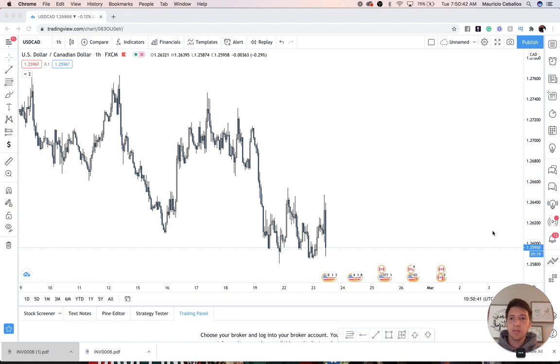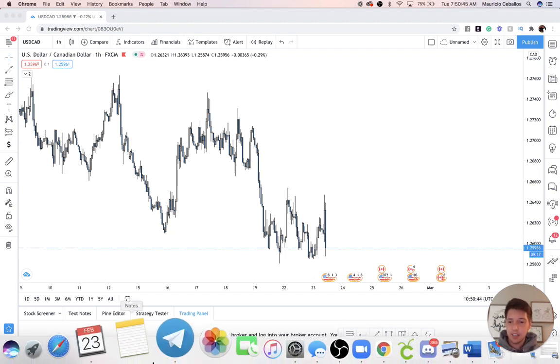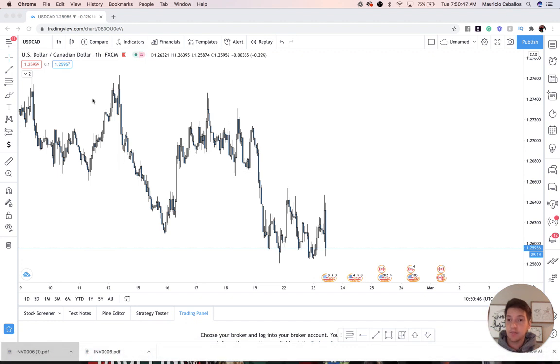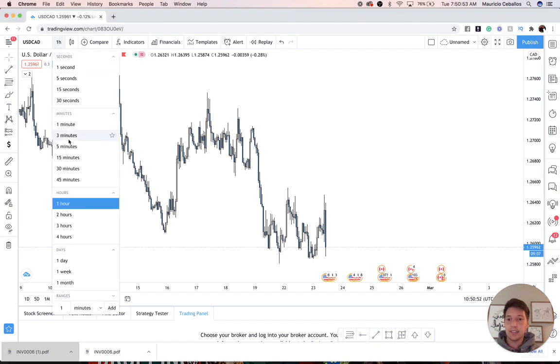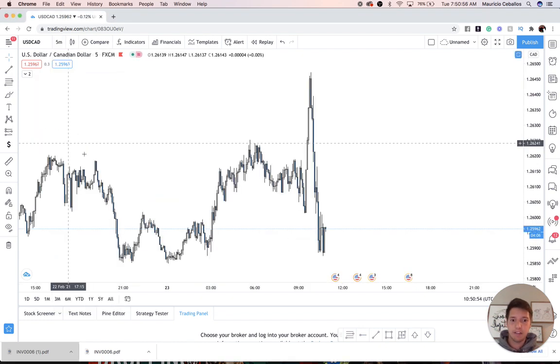Okay, so today is February 23rd. And as you guys can see, the time that I like to trade is the New York session. When I trade the New York session, I like to go to a lot smaller time frames, such as the M5 time frame.